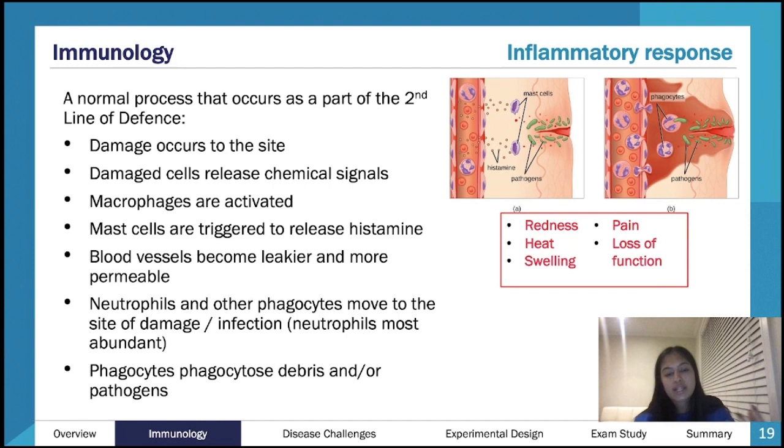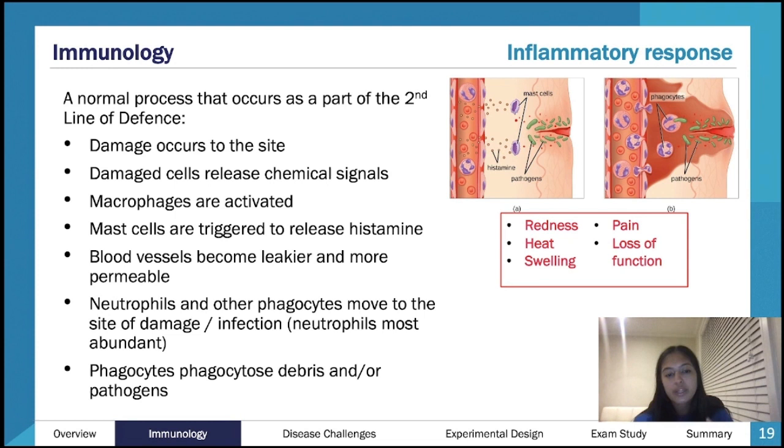Pain you get just because of the damage to the area, and again, all of these cells in this one spot. And loss of function is similar to that as well, in terms of all this activity going on here. But yeah, that's what you've got. So your blood vessels are leaky and more permeable. So all of these neutrophils, macrophages, your dendritic cells, they're all coming in to help out.